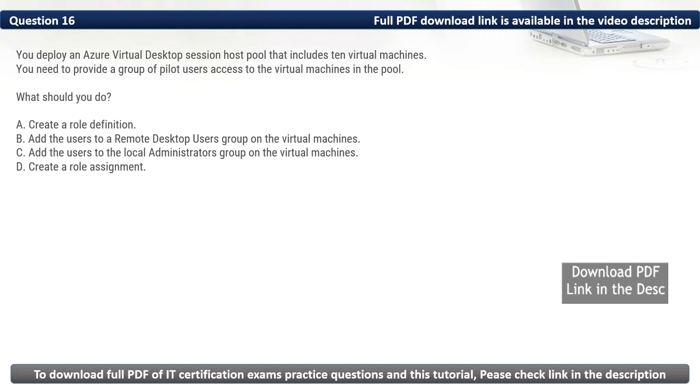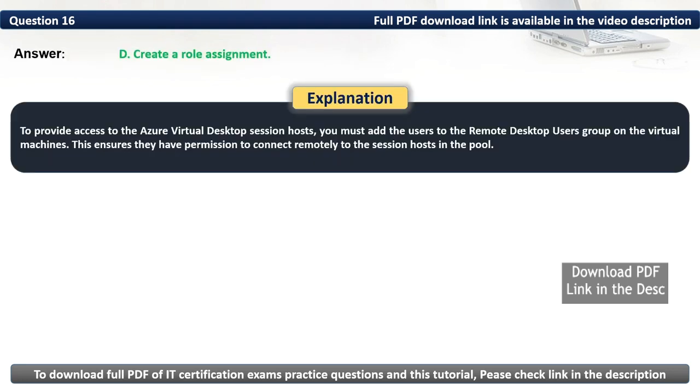Here in this question, we need to provide a group of pilot users access to the virtual machines in the pool. As such, we should create a role assignment. Thus, the correct option is D.